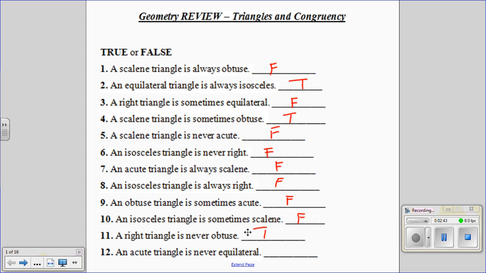And number 12, an acute triangle is never equilateral. That is false. Again, acute means that all 3 angles are less than 90 degrees, and an equilateral triangle has 3 60-degree angles. So those 3 angles are all acute. So therefore, that proves that statement false.